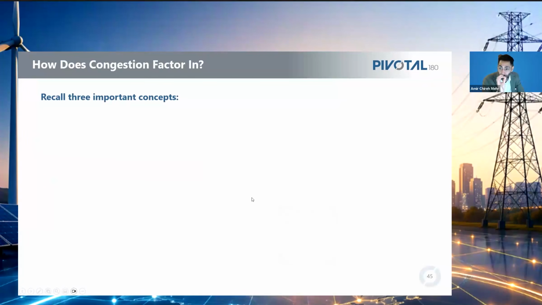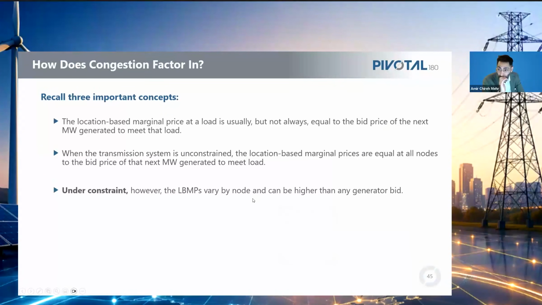Before we do that, 3 quick important concepts to recall. The location-based price is usually, but not always, equal to that next megawatt of price, assuming there are no constraints, when the system is unconstrained. But under constraint, let's say the transmission line's insufficient to send power from A to B, then we might see a higher price than what any one generator by itself may suggest.